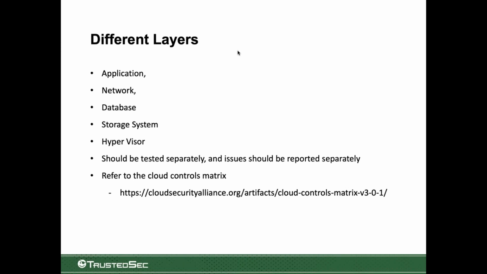But the third thing that we refer to when we're looking at a cloud penetration test is this Cloud Controls Matrix here. You can see it's from the Cloud Security Alliance. It's an extremely large, robust spreadsheet that allows you to audit your own instance and, based on the deployment, look at all of the things that you're potentially responsible for.